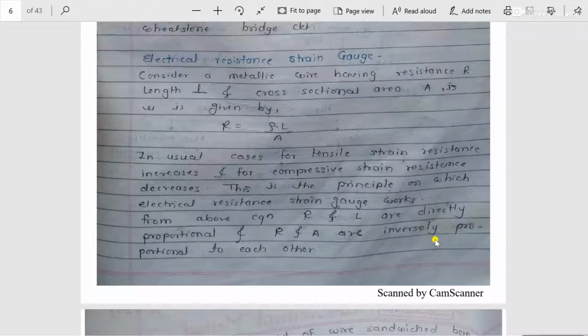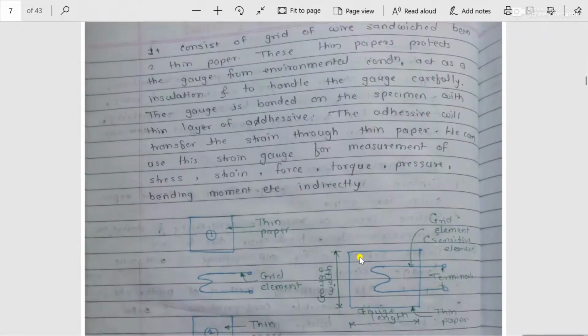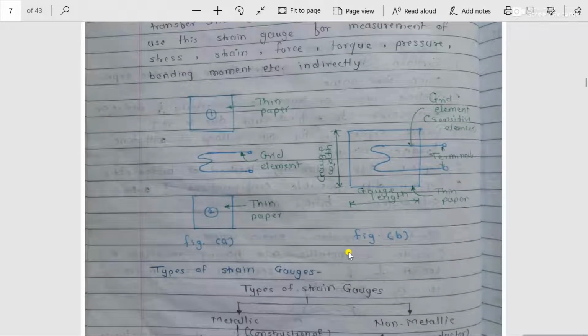For that purpose, one simple formula is considered in strain gauge applications. If you go through its construction, this is the basic construction of the strain gauge. This is a small electronic chip which is used to find out a number of parameters, and it works on one principle, that is, change in resistance is calibrated in terms of the unknown parameter.